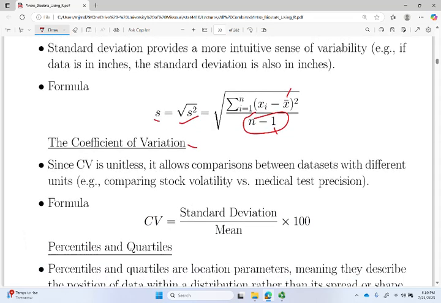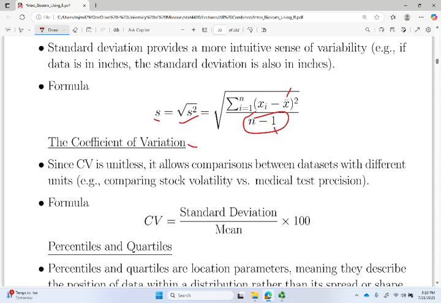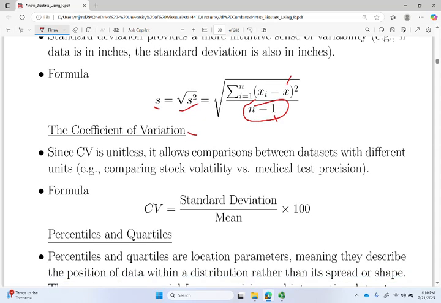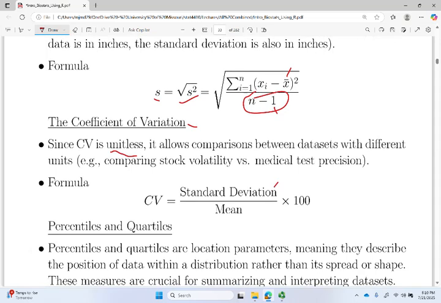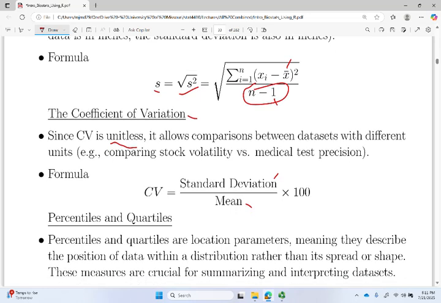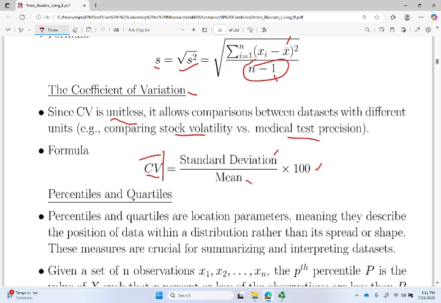Now the coefficient of variation is the standard deviation relative to the mean. And it's a unitless measure, right? So there's the units on standard deviation and the units on mean. Those units cancel out, and so the coefficient of variation is a unitless measure, which allows us to compare different variables with one statistic. And so we can look at the stock volatility and compare it to the medical test precision, just with the coefficient of variation, because there's no units in it.